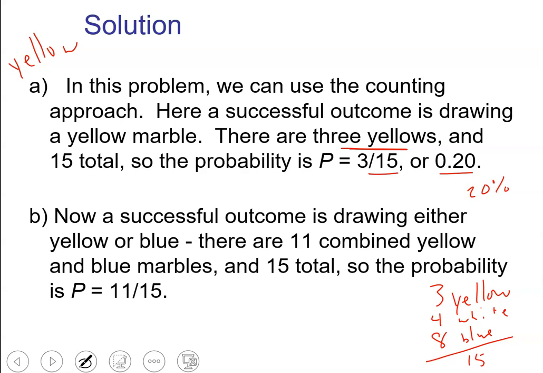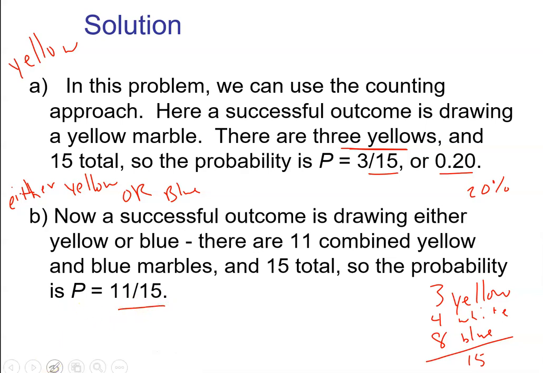Let's now take a look at B. Now, B said either yellow or blue. So we have 3 yellow, 8 blue, a total of 15. So 8 plus 3 gives us 11 out of a total of 15. So that is our probability of getting either a yellow or blue.